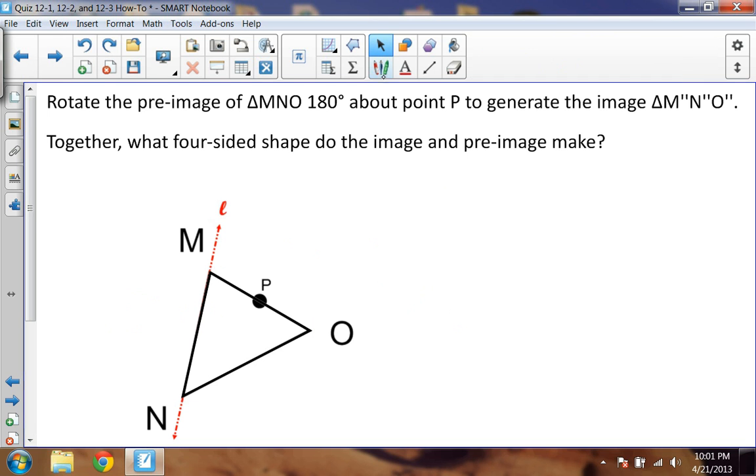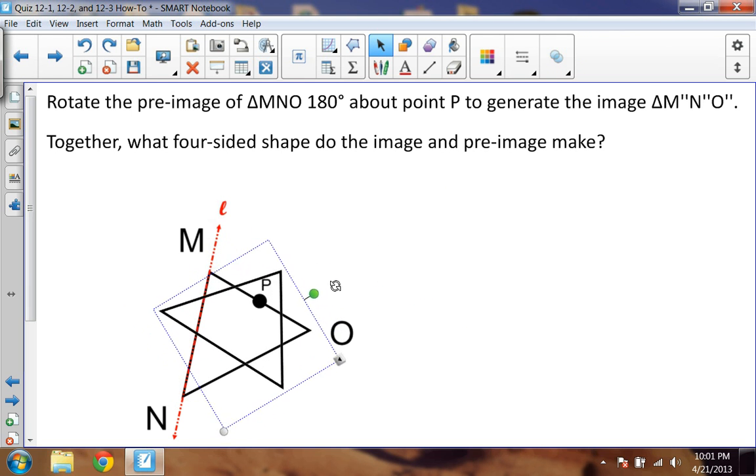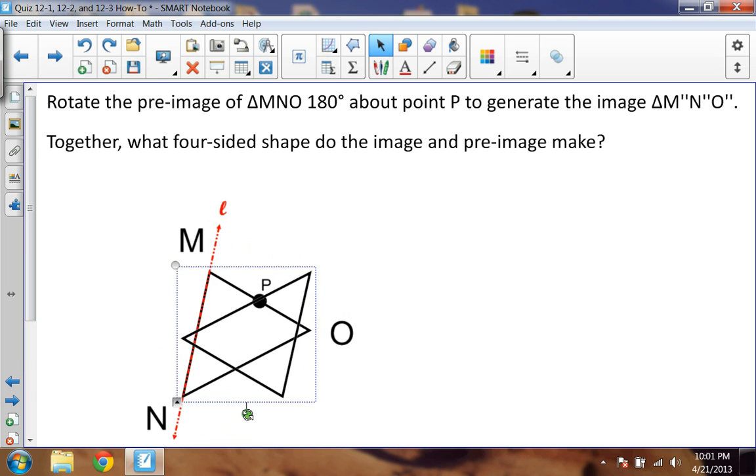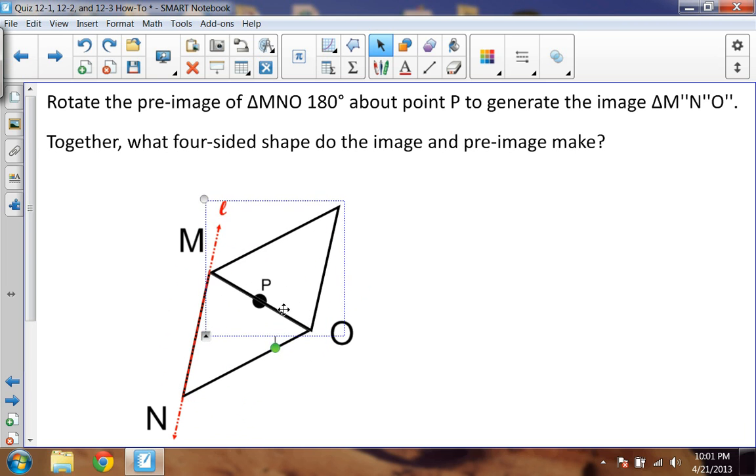Okay, the next one here is a rotation. You have to rotate this 180 degrees about point P to generate this transformation. Like I said, I can cheat with this. I have another triangle already created, and I'm just going to rotate it 180 degrees. Now, I didn't do it about point P, but I did the 180 degree rotation. This would be about point P. Hopefully you did that correctly.